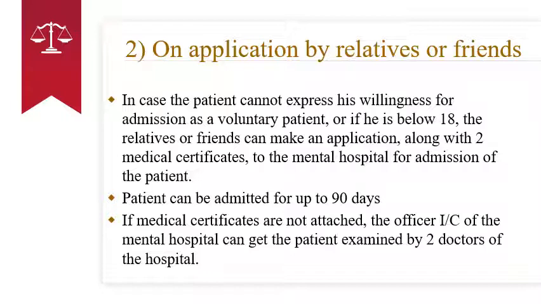Next is admission on application by relatives or friends. In case the patient cannot express his voluntary willingness for admission as a voluntary patient, or if he is below 18 years, then the relatives or friends can make an application along with 2 medical certificates for admission to a mental hospital. If the procedure is clear, then the patient can be admitted for up to 90 days.